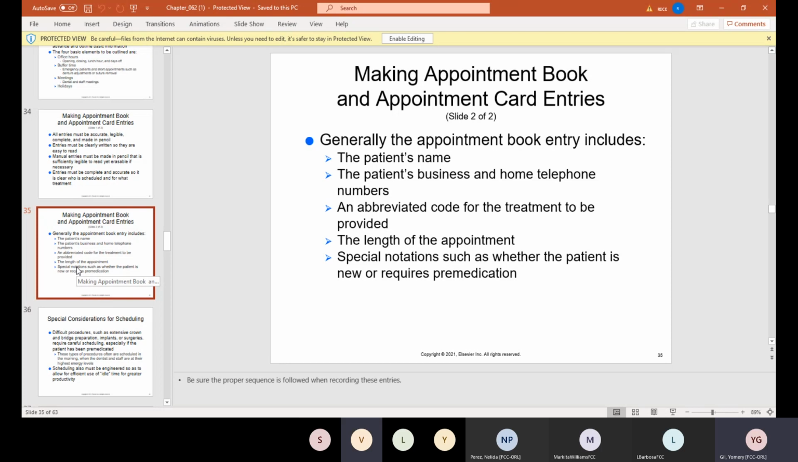Okay, so generally the appointment book entries include the patient's name, the patient's business and home telephone numbers, an abbreviated code for the treatment to be provided, the length of the appointment, and special notations such as whether the patient is new or requires pre-medication. That is very important. You should always put on your chart at the bottom, right under the patient's name, if they need to be pre-medicated or not.